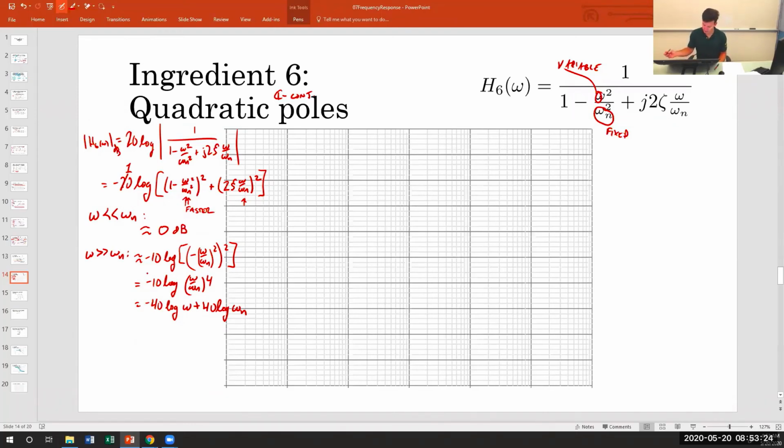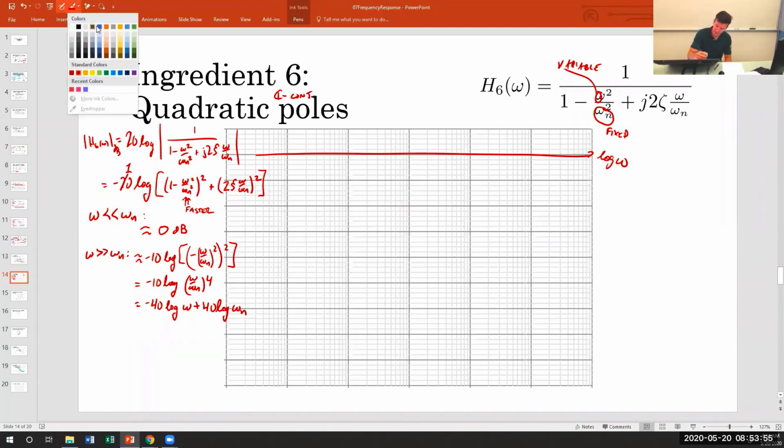Okay, so we've got low frequencies, we've got high frequencies. Let me get myself some more room here. I don't want the line there. I want the line there. I don't want the line there because this is going to be negative. Sorry. I want the line here. Okay, that was an adventure.